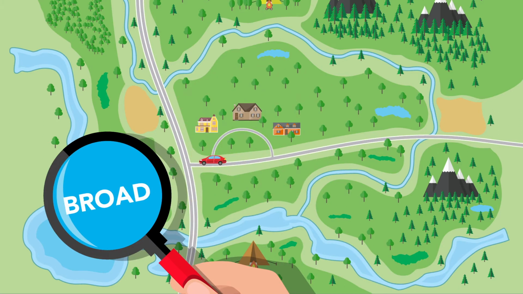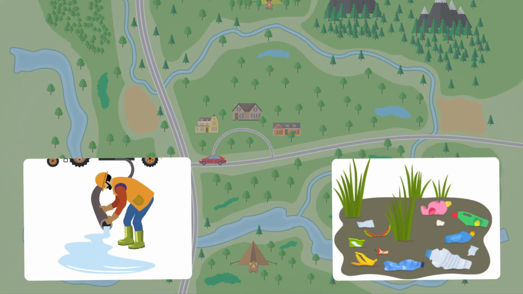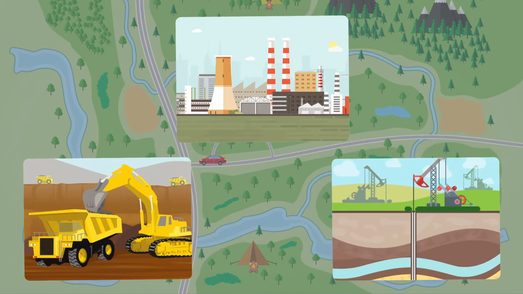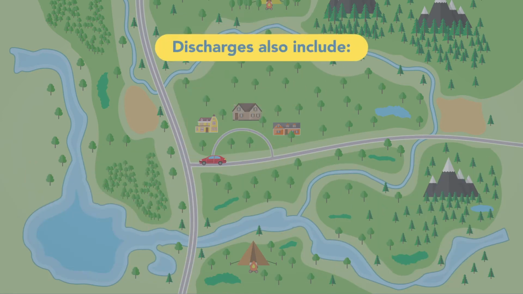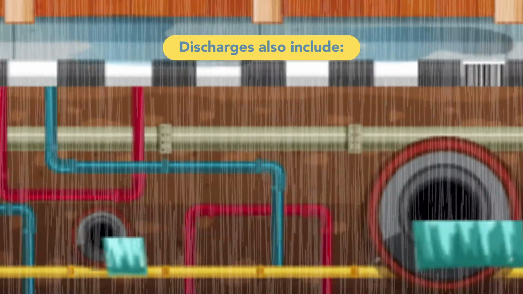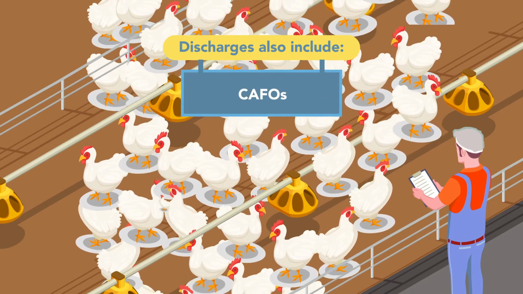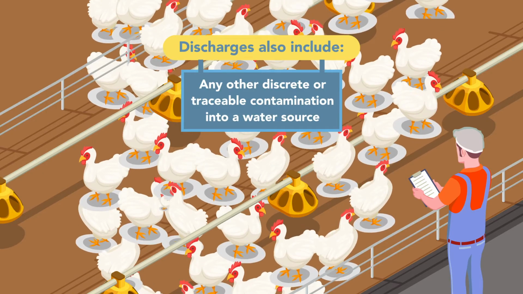A point source discharge can be any discrete disposal, including equipment such as a pipe or hose, man-made ditches, industrial facilities, mining, or oil extraction. These discharges must obtain a permit if they are dumping directly into surface water. Discharges also include municipal wastewater overflows, stormwater management, discharges from animal feeding operations, commonly known as CAFOs, or any other discrete or traceable contamination into a water source.